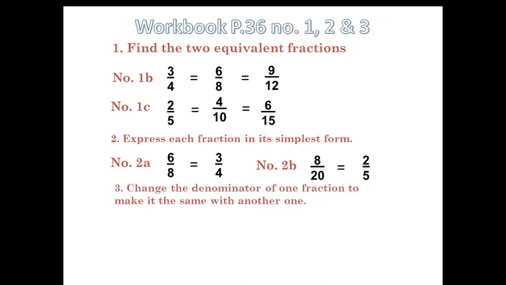Now number 3. Change the denominator of one fraction to make it the same as the other one. Number 3b, 1 over 4 and another one, 5 over 12. Let's find out. The bigger denominator is 12 and 12 divided by 4 equals 3. So the numerator 1 times 3 equals 3. 4 times 3 equals 12. So it becomes 3 twelfths and 5 over 12.